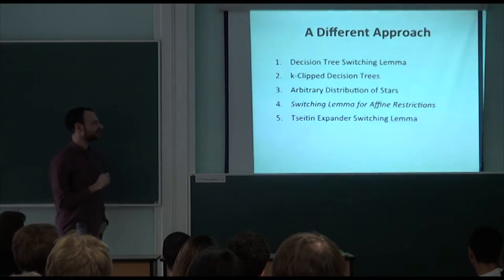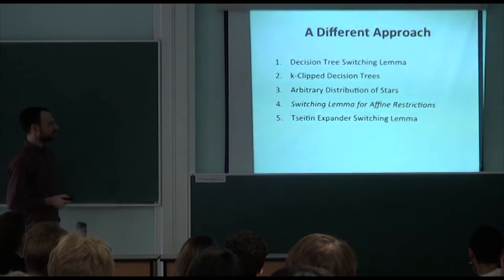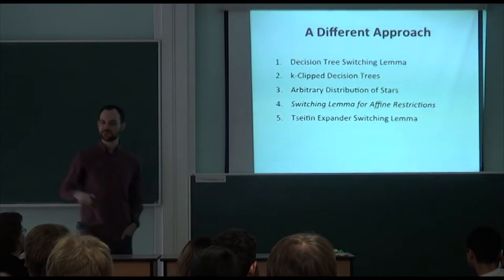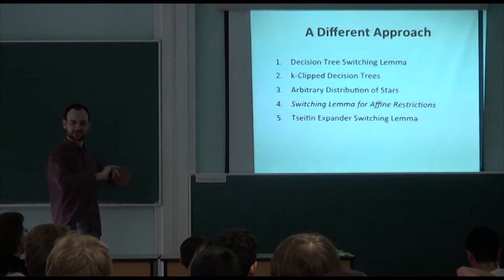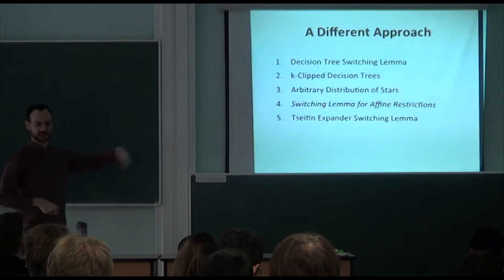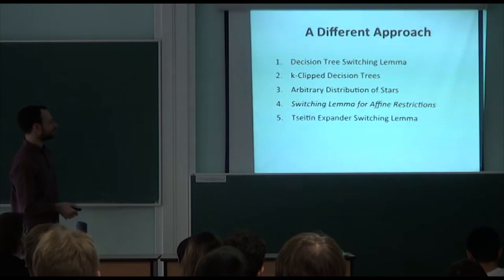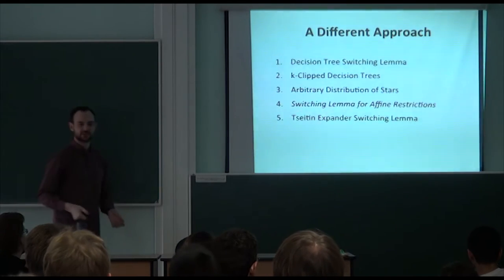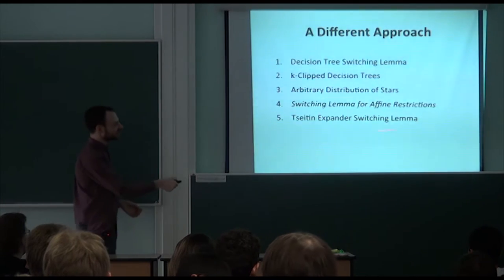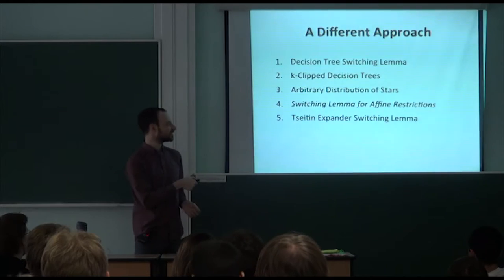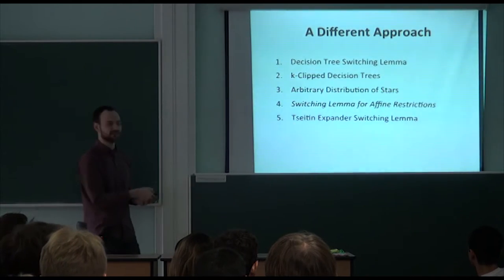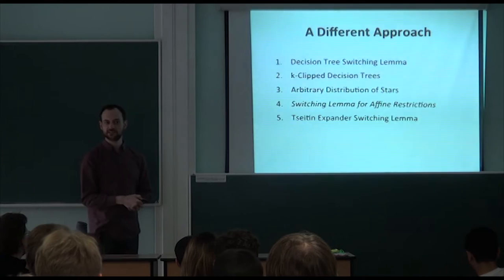So here's the outline for the second part of the talk. We're going to revisit this decision tree switching lemma, and I'm going to show you a proof of it, and I'll go through it very slowly. Once we understand that, there's going to be a series of small steps generalizing the argument, and hopefully it should be easy to follow. We're going to build to a very general switching lemma for an arbitrary distribution of affine restrictions. And then I'll say something at the end about how we actually use this switching lemma to get a lower bound in the proof complexity setting for Tseitin tautologies on expander graphs. So this is the outline.